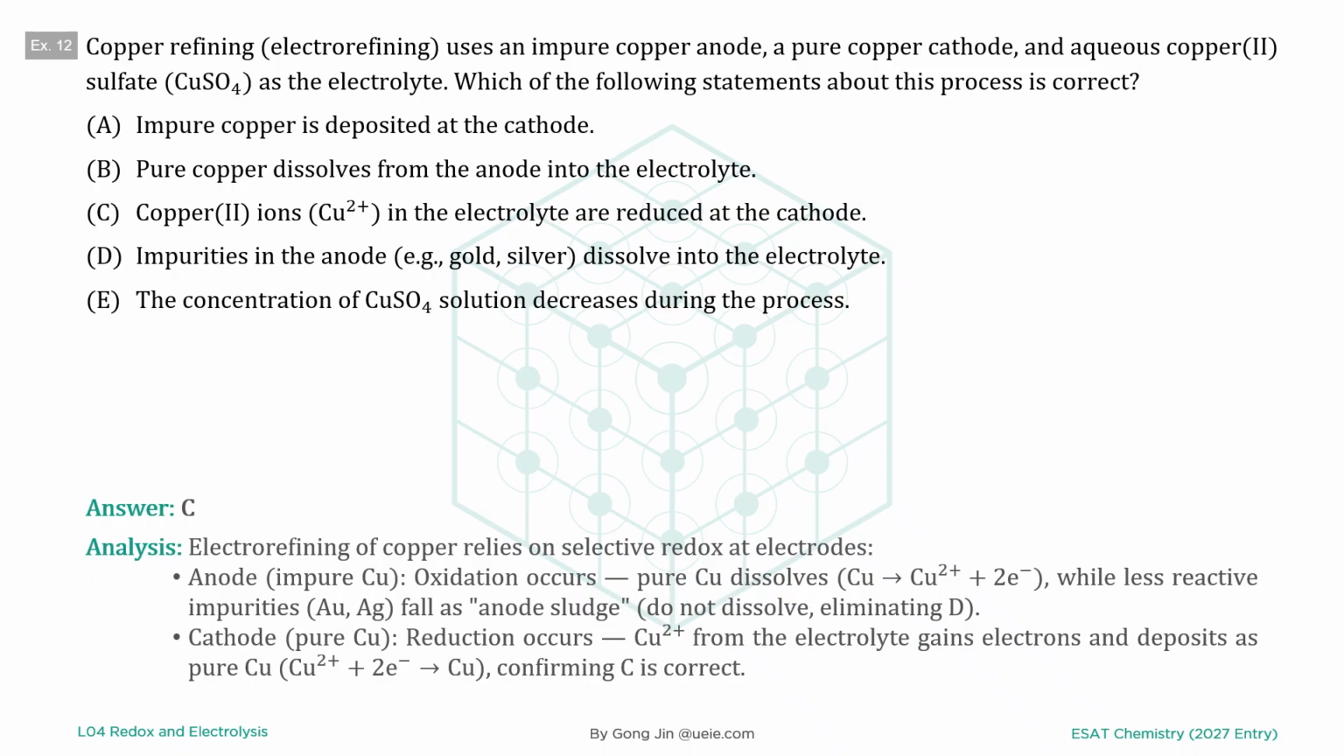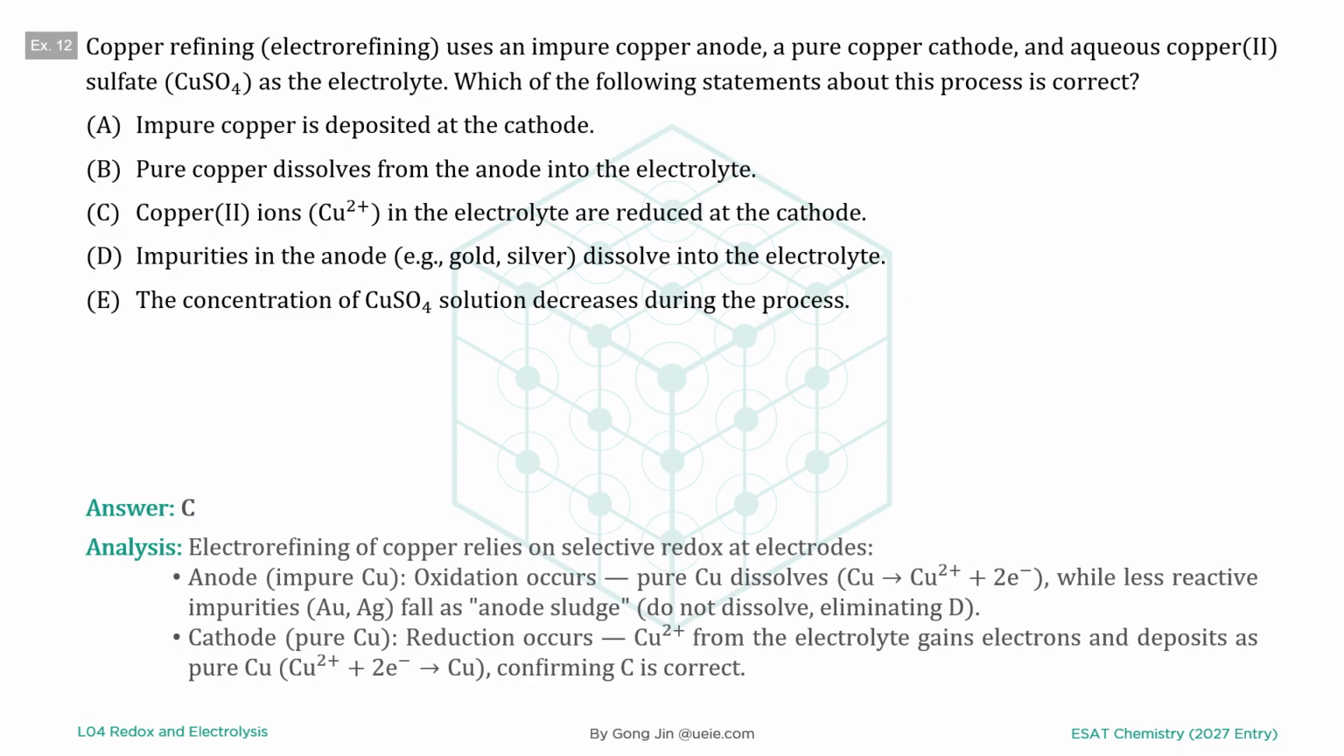Option C. This is exactly what happens at the cathode. Copper ion gains 2 electrons and is reduced to pure copper metal, which deposits on the pure copper cathode. This is the correct answer. Option D. Gold and silver are less reactive than copper, so they do not oxidize or dissolve. Instead, they fall to the bottom of the cell as the anode sludge, so D is wrong.